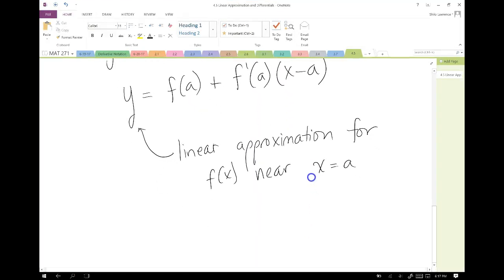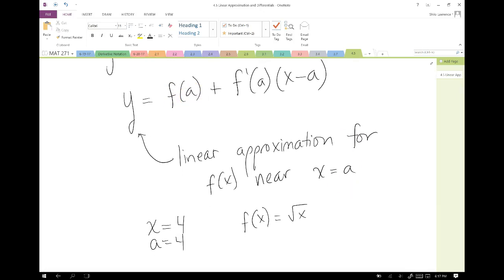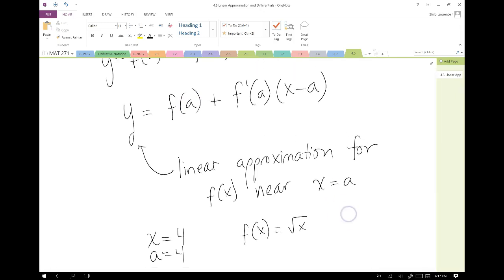Let's figure it out first. So we want to know what the linear approximation is at x equals 4 for f of x equals square root x. So we've got everything we need to know. This is actually a equals 4. We've got that denoted by a in our formula. So there's a couple things we need to know. We need to know f of a and f prime of a, and we can plug all that stuff in and come up with a linear approximation. Another way that this is often written is L of x for a linear approximation for our function.